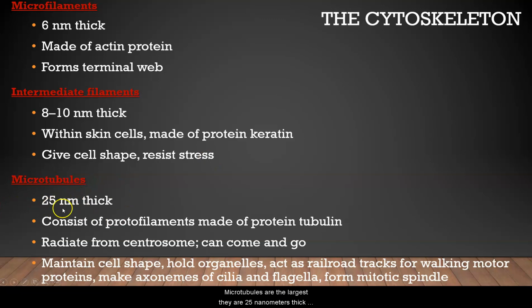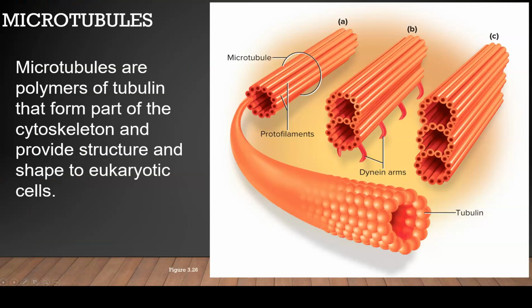Microtubules are the largest. They are 25 nanometers thick, and they consist of protofilaments made of a subunit called protein tubulin. They radiate from the centrosome, which is another organelle we'll talk about, and they can come and go. They can be produced and they can be taken down. They maintain cell shape, hold organelles, act as a railroad track for walking motor proteins, and they make axonemes of cilia and flagella, and they form the mitotic spindle. So there's a lot of stuff that they do, but just stuff to put to memory.